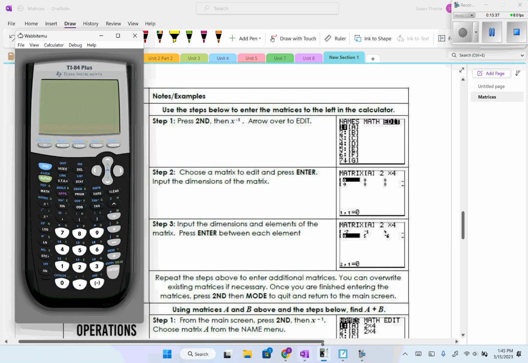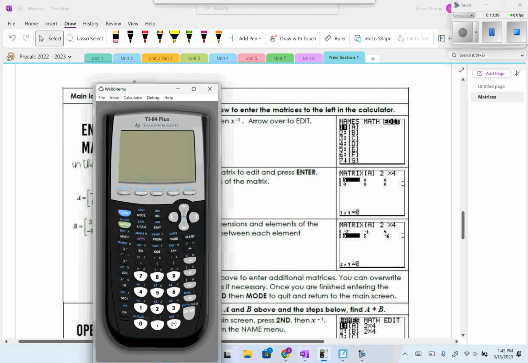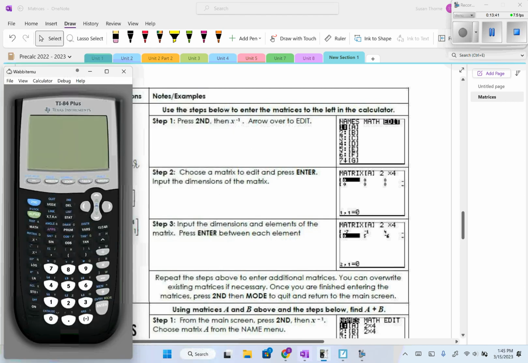So in our calculators, when we have them out, it says press second, and then the X inverse key, which is right below math. So if we turn it on and hit second, below math is the inverse key. Notice that the word above there in blue says matrix. Anytime you hit the second key and a button, it always does what is in blue on top. So again, that's matrices. And so you'll notice you have these different things. You have the names, the math, and then edit.